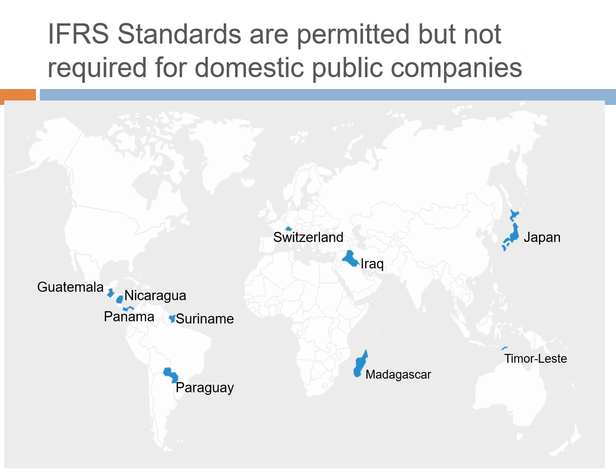Okay, this slide also provides us with more information about international accounting standards. So this picture shows countries in which IFRS standards are permitted but not required for domestic public companies. It means that domestic public companies are allowed to use International Financial Reporting Standards for their financial statements. This includes Japan, Timor-Leste, Madagascar, Iraq, Switzerland, Suriname, Paraguay, Nicaragua, Panama, and Guatemala. So these are the countries that allow their domestic public companies to take International Financial Reporting Standards as part of their financial reporting.